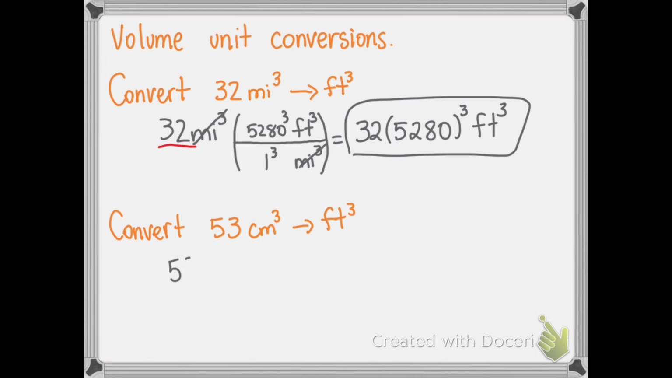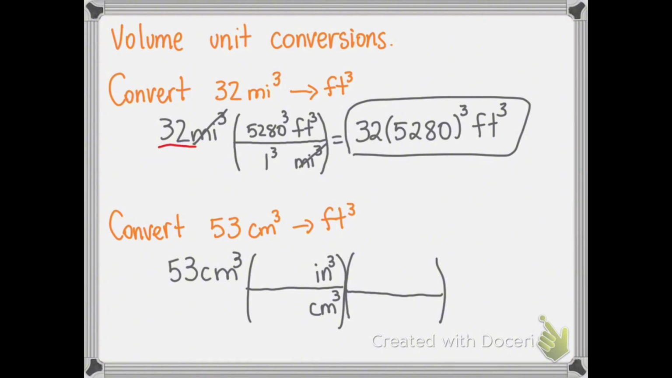In the second example, we'll do the same. We'll put the 53 cubic centimeters, open the parentheses, and then go from centimeters here to inches in this case, because we don't know how many centimeters in a foot. So we'll do centimeters to inches, and then inches to feet.